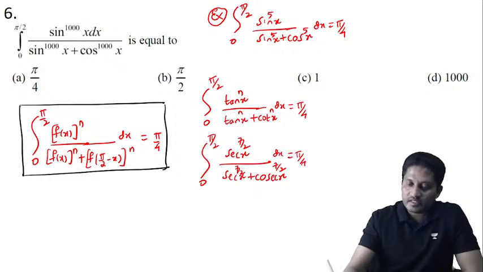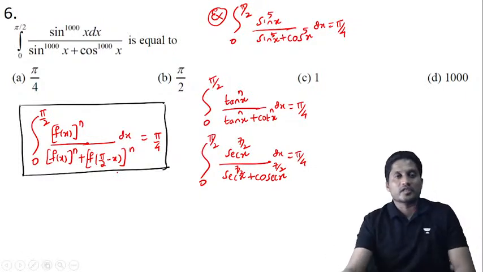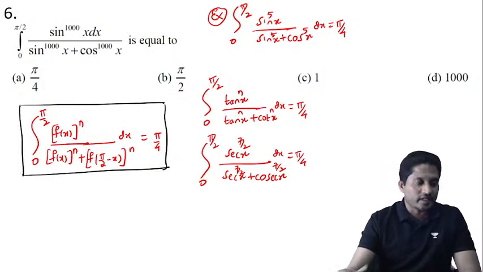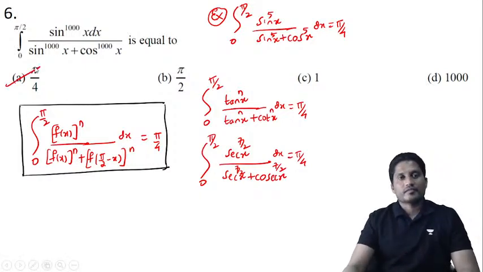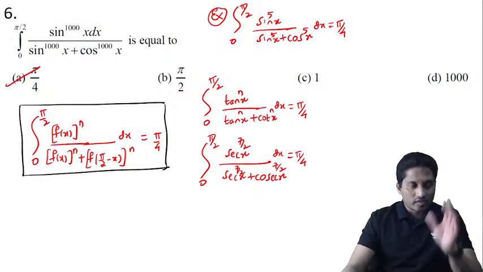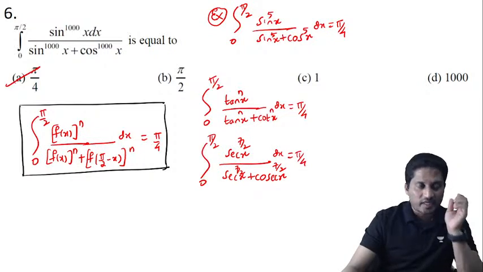You understand, guys? So similarly here, the limit is 0 to pi by 2, sin x power 1000 divided by sin x power 1000 plus cos x power 1000. The answer will be pi by 4. Alright, so use these tricks. Within 30 seconds you get the answer.